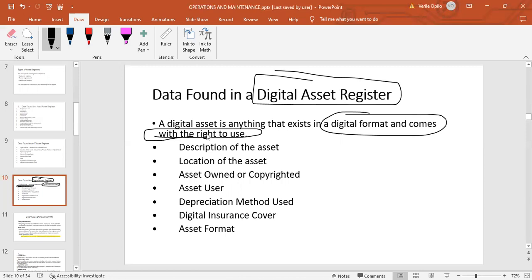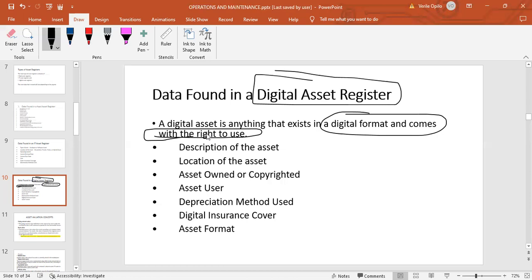Maybe you have a copyright, you have music, maybe you're a music production company. In this case, this music that you have produced, you have put it there in the online realm, and you don't want anyone to reproduce your work. In this case, you can copyright it. So in that case, it will be categorized as a digital asset.